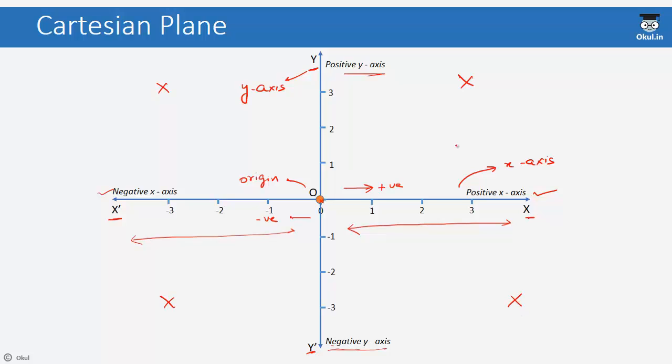The part where the x-axis is positive and the y-axis is positive is called quadrant 1. Similarly, the part where the y-axis is positive but the x-axis is negative is called quadrant 2. The part where both x and y are negative is called quadrant 3, and the part where the x-axis is positive but the y-axis is negative is called quadrant 4. So these were the basic definitions related to the Cartesian plane.